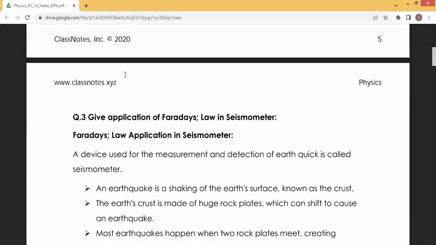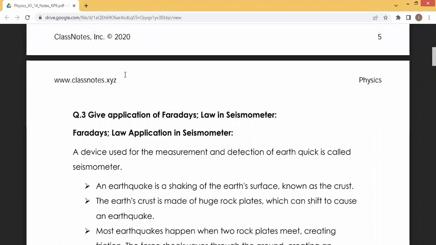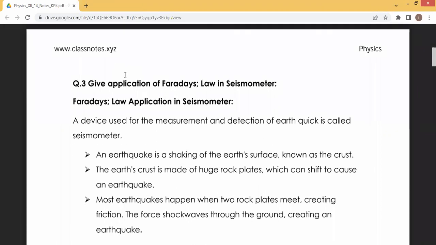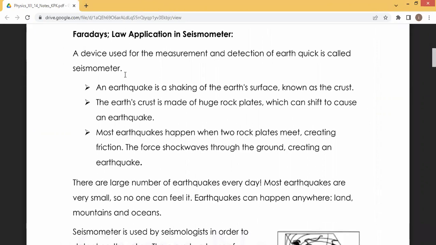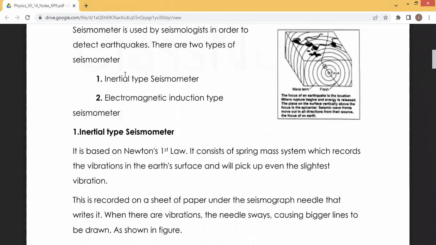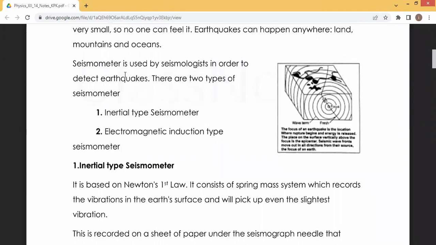Now the applications of Faraday's law. Faraday's law is used in the seismometer. A seismometer is a device used for measurement and detection of earthquakes. This is the major place where it is used. There are two types of seismometer: first, the inertial type, and second, the electromagnetic induction type.